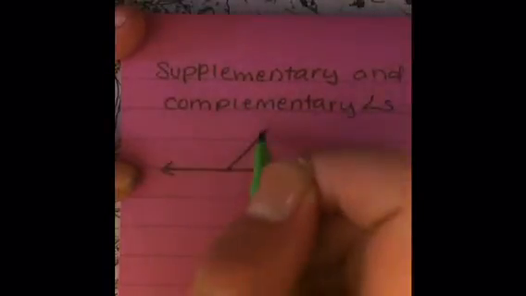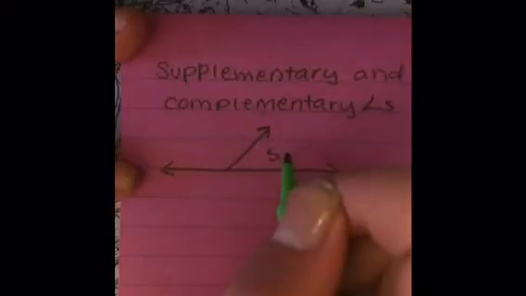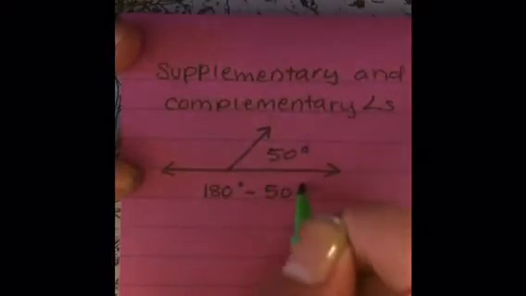Next is supplementary and complementary angles. And a supplementary angle is essentially a line that is divided or intersected in two. So for this example, we have one angle measure at 50 degrees. And to find the other one, you would simply subtract 50 from 180 and find 130 degrees. So the supplement to 50 degrees is 130 degrees.